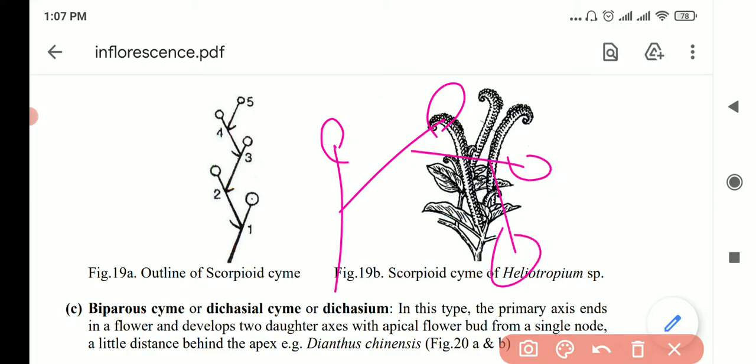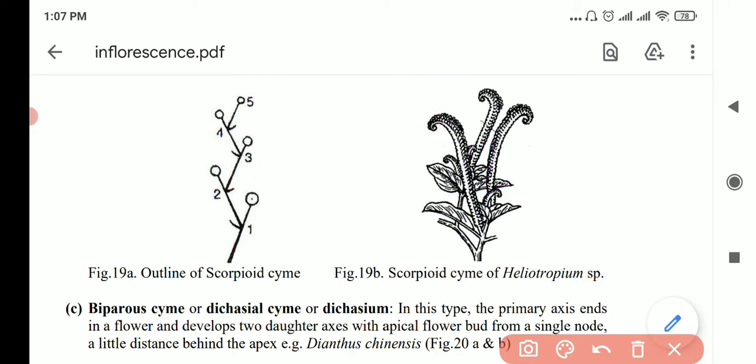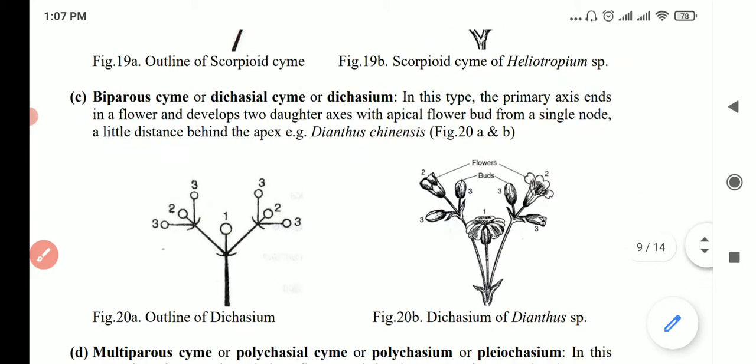Now remember, for helicoid we did 1 and then 2, and then again 3, then 4, like that. Now this will be opposite. If this is 1 and this is 2, it will not be on the same side. 3 will be here, the third flower, then the fourth will be on the opposite side, and so on and so forth. So there is the figure of your heliotropium.